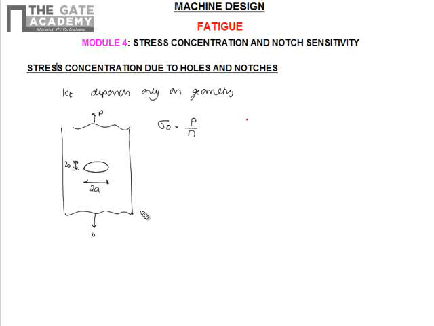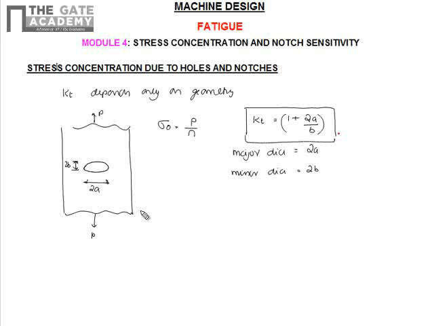the stress concentration factor is given by Kt is equal to 1 plus 2a by b, where the major diameter is given by 2a and the minor diameter is given by 2b. This is the stress concentration factor for elliptical or circular holes.